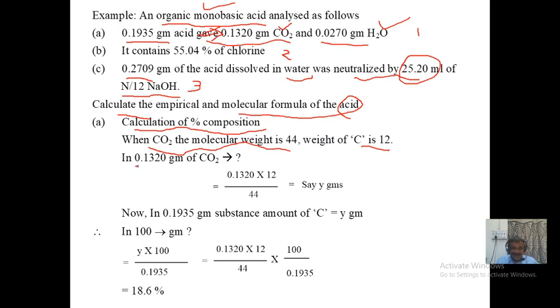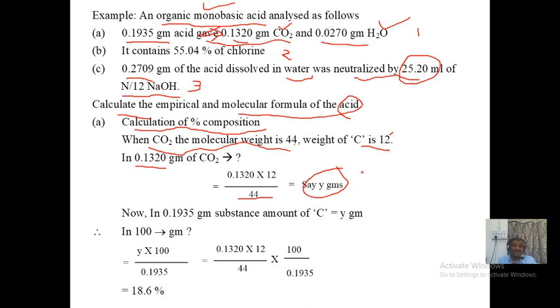Here the carbon dioxide produced by lab 1, right, from the weight 0.1320 gram, this is the carbon dioxide weight. Can I find out the amount of carbon? Yes, simple. 0.1320 gram multiplied by 12 divided by 44. So when you try to solve, you are going to get the amount of carbon. Let me say it is y gram. You have the calculator, you can calculate.